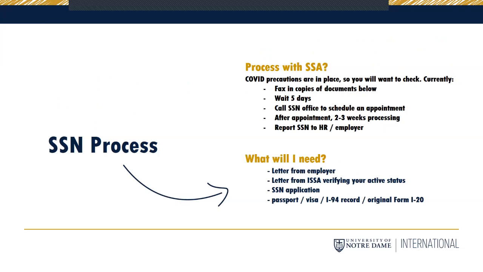So the process to apply for the social security number has changed due to COVID. So currently, it's time for you to begin the process. You will have to fax all of your documents to the Social Security office, and then you have to wait 5 business days to contact them. Then once you contact them and let them know that you faxed over your documentation, you provide them with your name, and you need to set up an appointment. They will schedule an appointment with you to come physically to the office.